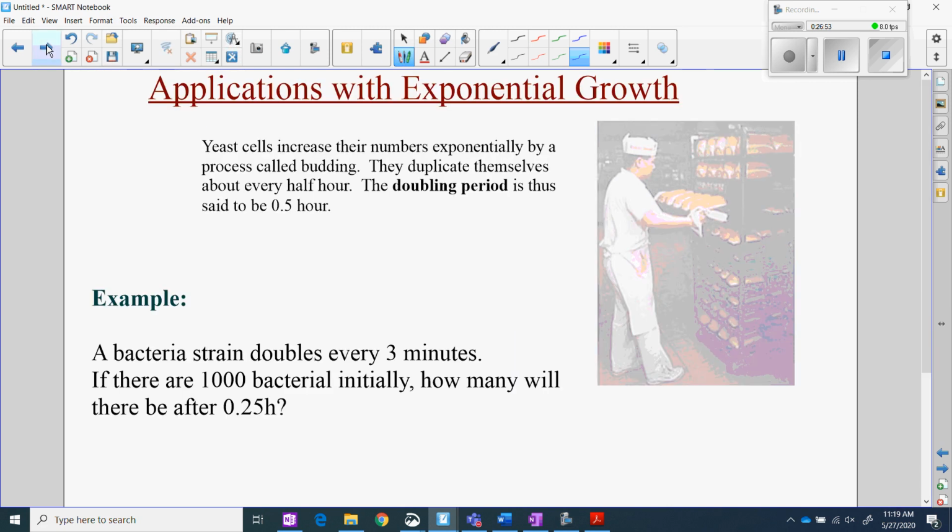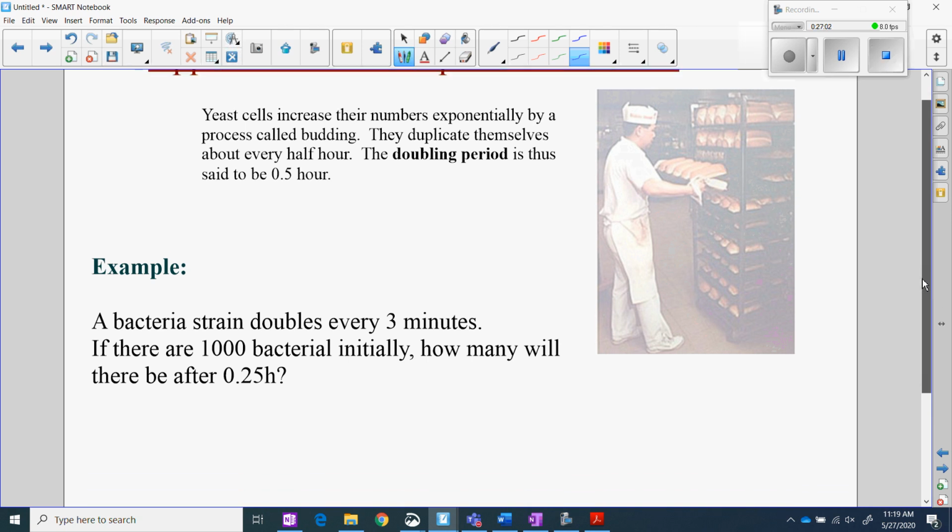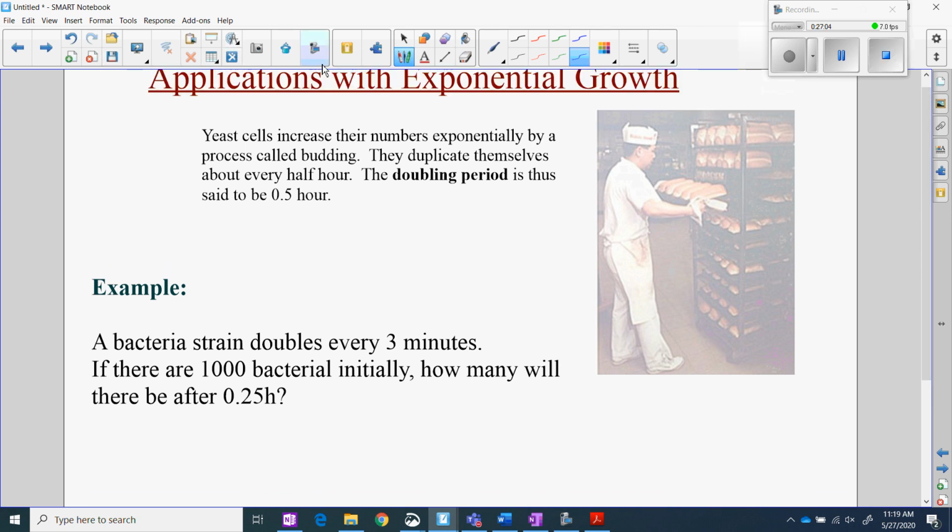Another common one is, I guess this isn't what I thought it was, but they looked into something called half-life. We'll get to that one next, I guess. This is another bacteria one. There's a little blurb here talking about yeast, and why, when they use it in baking, it makes the dough rise. It's because it doubles very quickly through a process called budding. The doubling period in this example is about half an hour for the yeast cells to double. So here's an example of bacteria doubling.